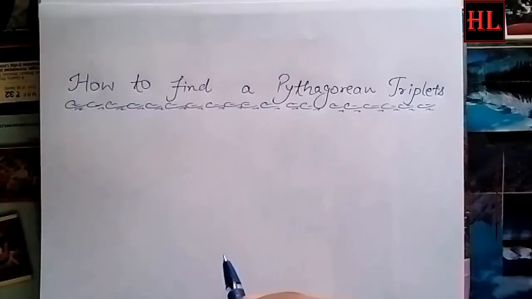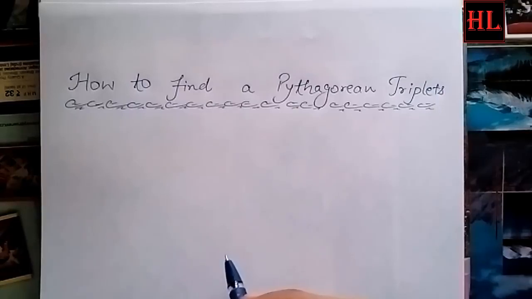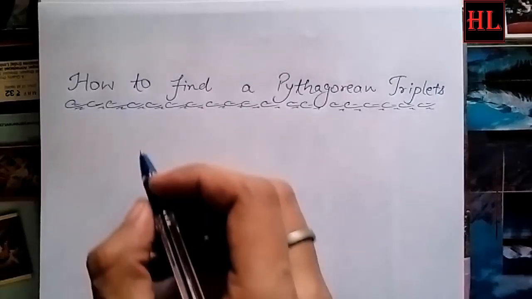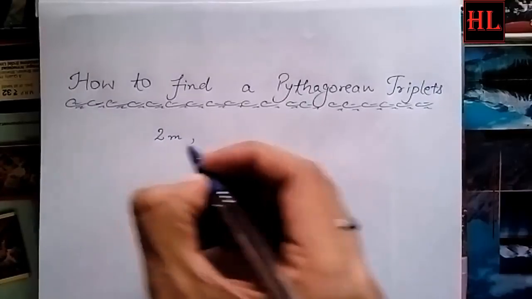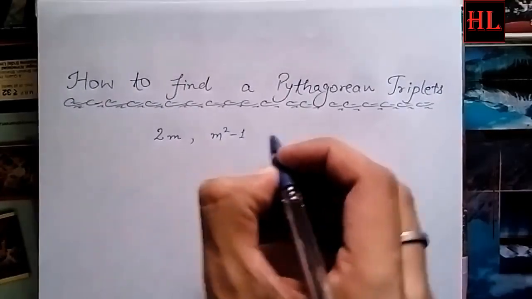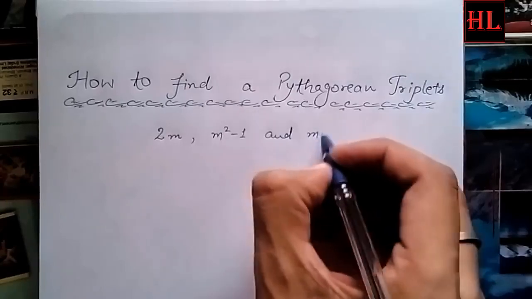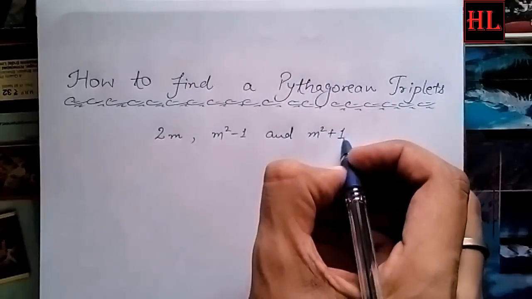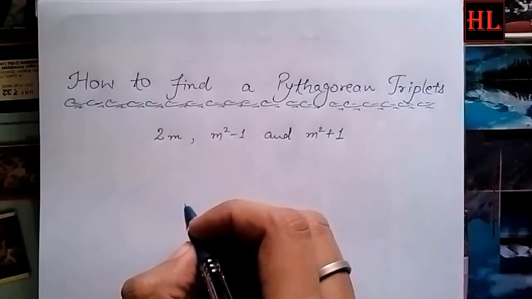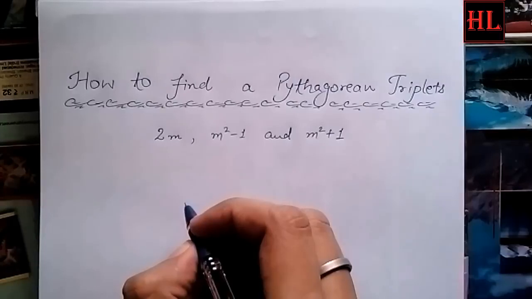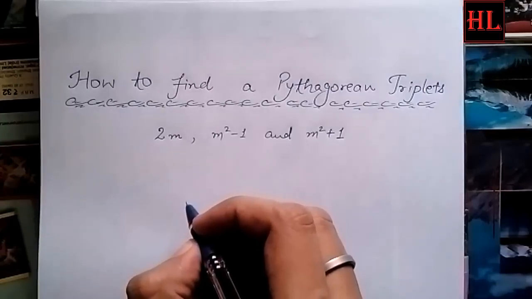Hello friends, in this video we'll learn a quick trick on how to find a Pythagorean triplet. In a Pythagorean triplet, the three numbers are of the form 2m, m square minus 1 and m square plus 1. So let's try these forms to determine Pythagorean triplets, and I'll show it on two examples.